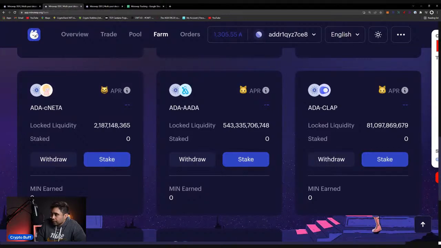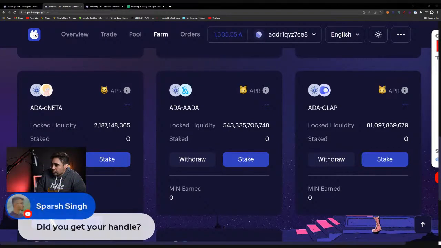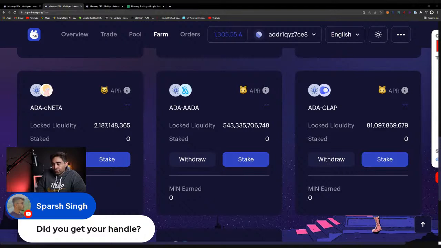Let's take a look at the chat. Did I get my handle? Yes, I did. I got the crypto buff handle, which I was pretty excited about. I got it not on this round, but in the first round, where they were just in a beta one. So I got the crypto buff one.